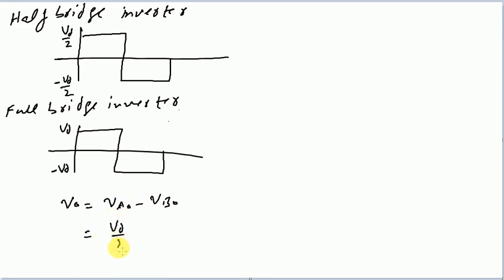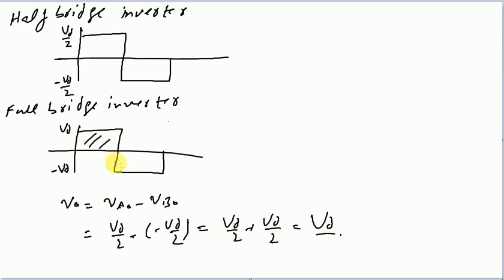So if you want to calculate it, the relative difference of the two points makes it equal to VD by 2 plus VD by 2, which equals VD. During this interval it will be equal to VD, and similarly for the other case these will be interchanged, so we will have minus VD.